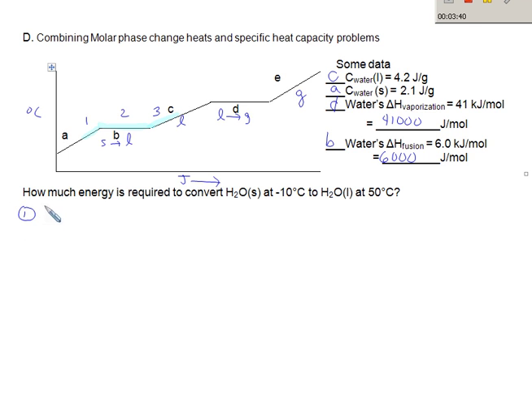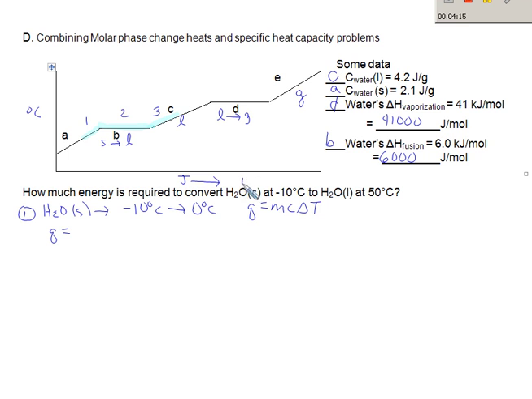Part 1, we're going to take the solid ice from minus 10 degrees C up to 0 degrees C. So let's go ahead and work this part of the problem. This is going to be a Q equals mc delta T problem because we do see a temperature change. So Q is going to equal, I forgot to tell you how much water this is.